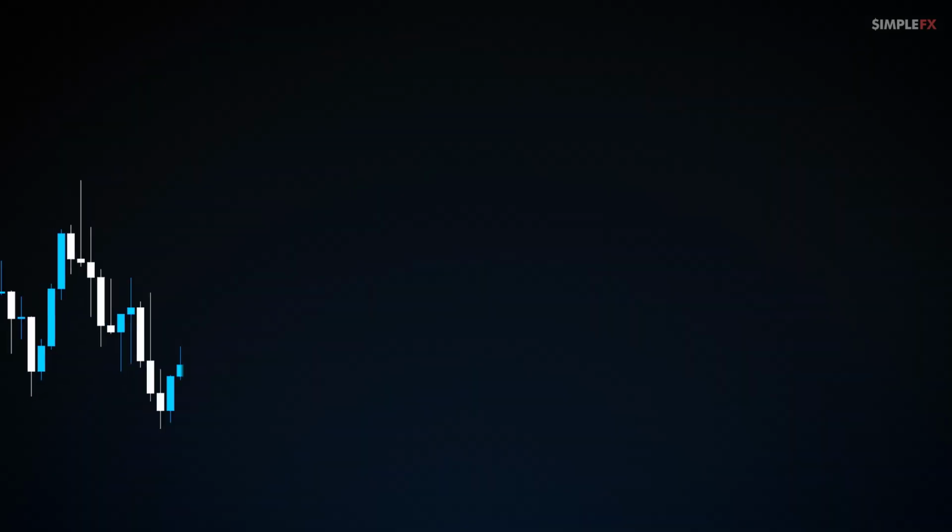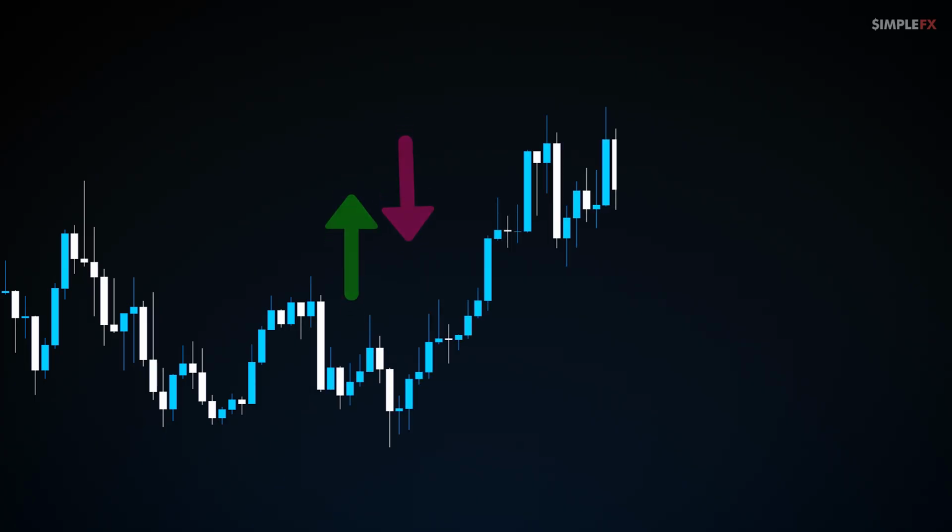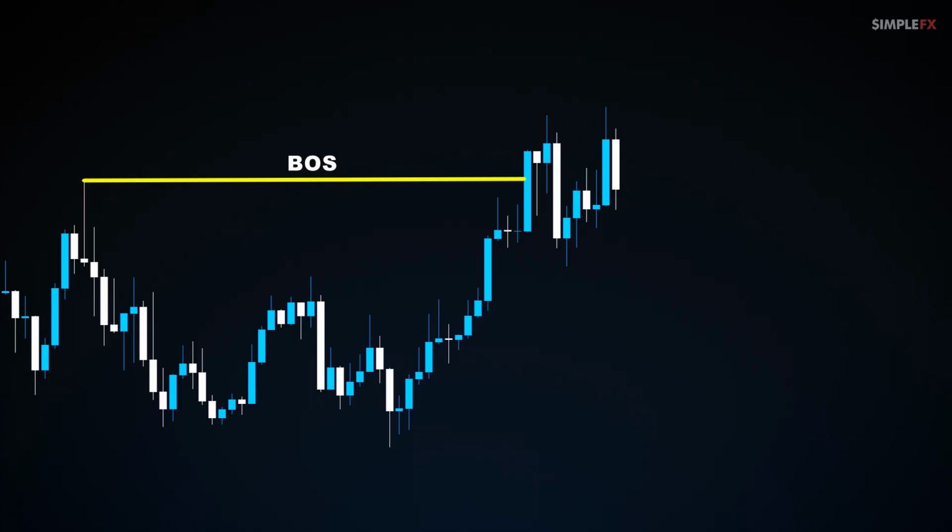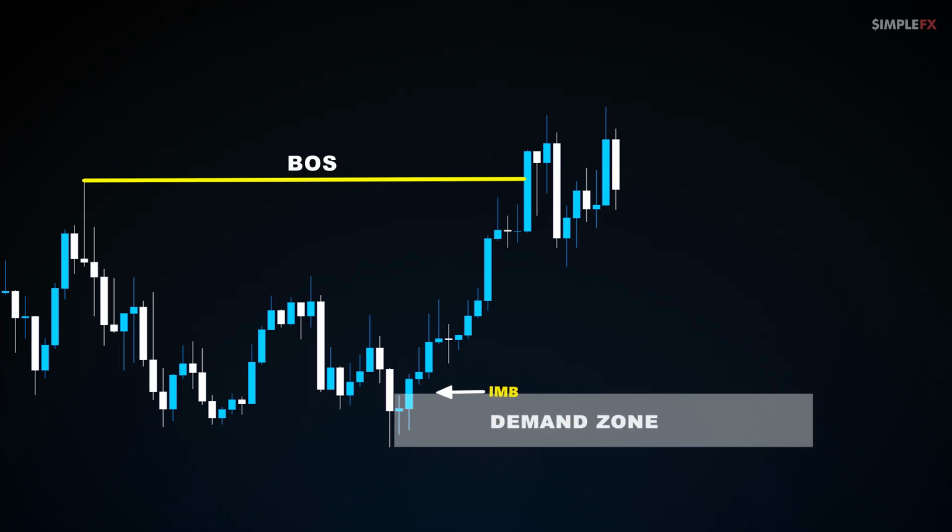Before taking any trade, the first thing we need to check is: is the market bullish or bearish? Here, we clearly see a bullish break of structure, followed by a strong bullish impulse. So in this case, we're looking for a demand zone to trade from. Right here, we've got a clean demand zone sitting with imbalance, and just above it, we've got liquidity in the form of a leg inducement.